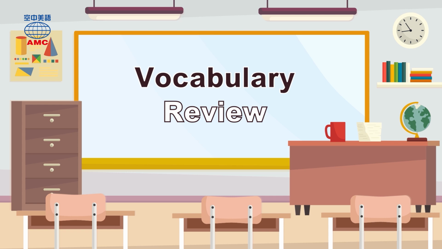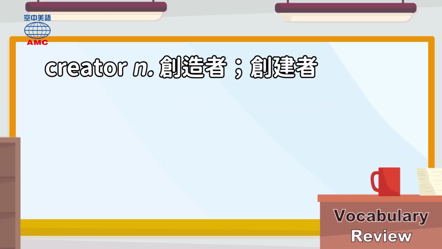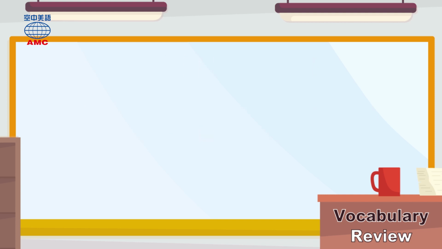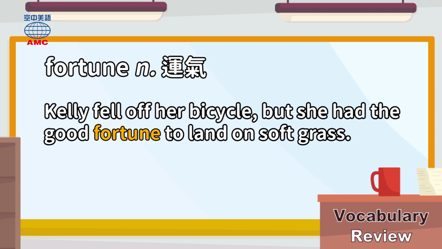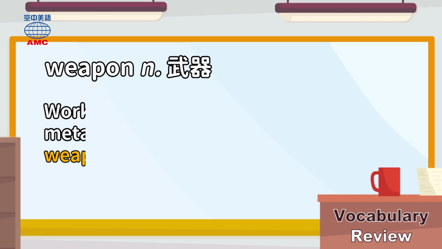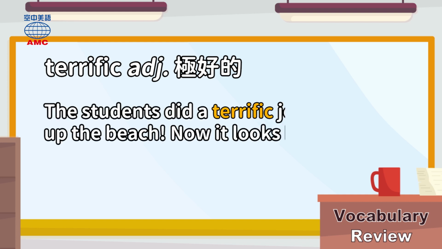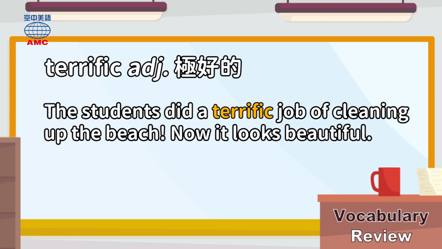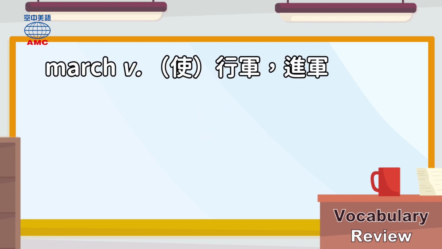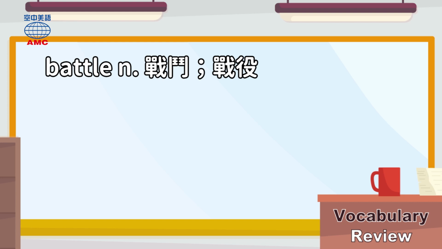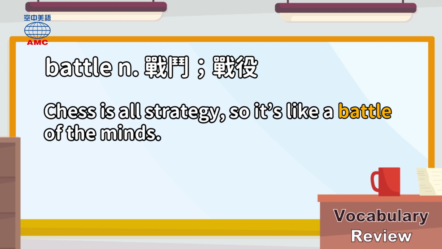Vocabulary Review. Creator. Robert Moog was a famous creator of modern musical instruments. Fortune. Kelly fell off her bicycle, but she had the good fortune to land on soft grass. Weapon. Workers at the airport check you for any metal items that could be used as a weapon before you can get on the plane. Terrific. The students did a terrific job of cleaning up the beach. Now it looks beautiful. March. The soldiers shouted as they marched to keep their steps together. Battle. Chess is all strategy, so it's like a battle of the minds.